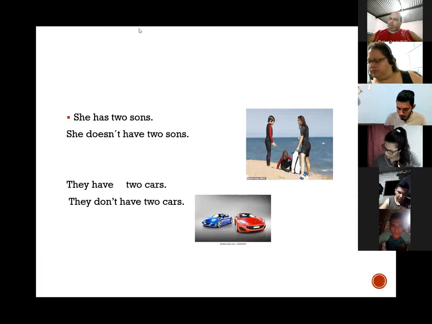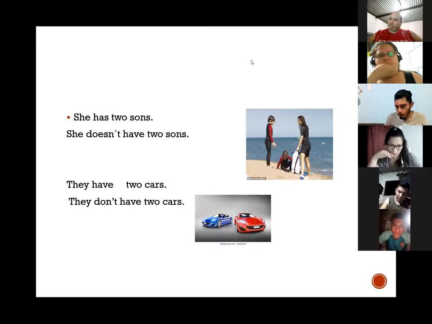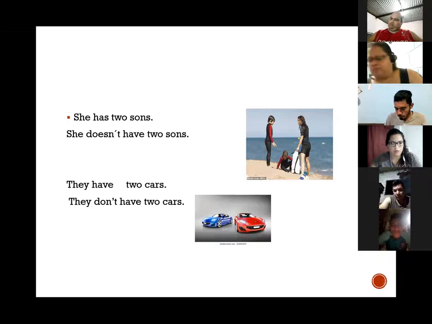Y si por casualidad tenemos una S, ¿podemos utilizar siempre does? No. No, por ejemplo, dijimos que vamos a agregar S únicamente en la forma afirmativa. Afirmativa, ok. Por ejemplo, si se dice doesn't, entonces ya es la forma negativa. En ese caso ya no agregamos S o ES. Ok.